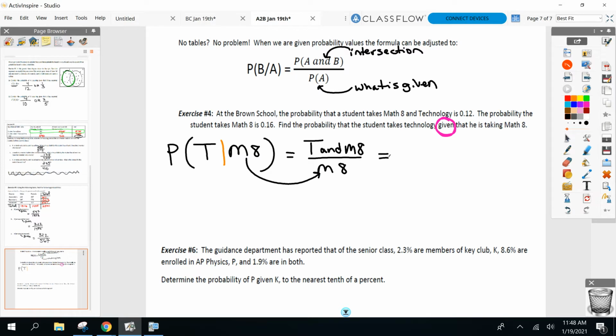All right, where do I get these values from? Read the problem. Read the problem. That's it. So what's the probability they're in tech and Math 8? Let me start with somebody with that question. Read through tech and Math 8.